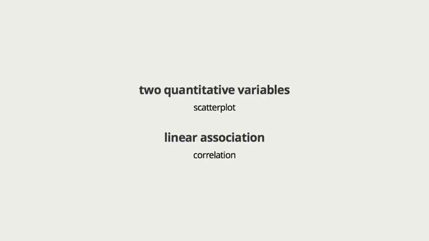Okay, so to summarize, we looked at scatter plots as a way of describing the relationship between two quantitative variables, and we also considered correlation as a measure of the linear association between these two variables.